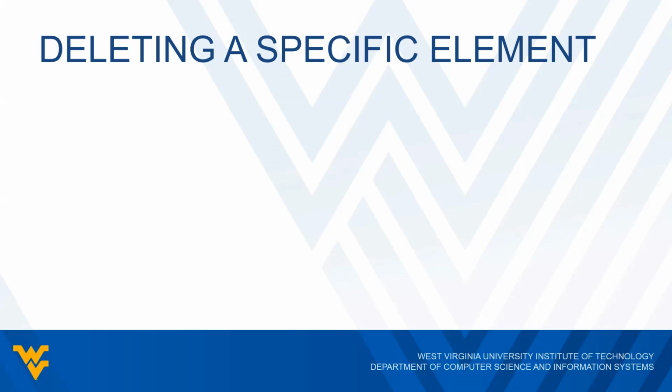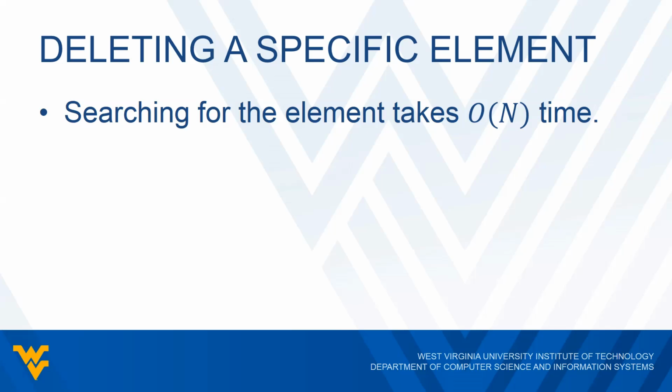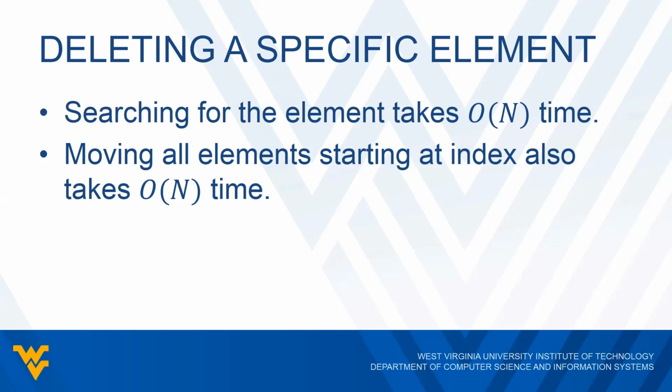So what's the running time for deleting a specific element? Well, we have to consider the searching part of it. So since we are using sequential search, this does take O of n time to find the element or determine that the item is not in there. And then assuming that we do find it, we have to move all the elements starting at the index. This also is going to take O of n time.